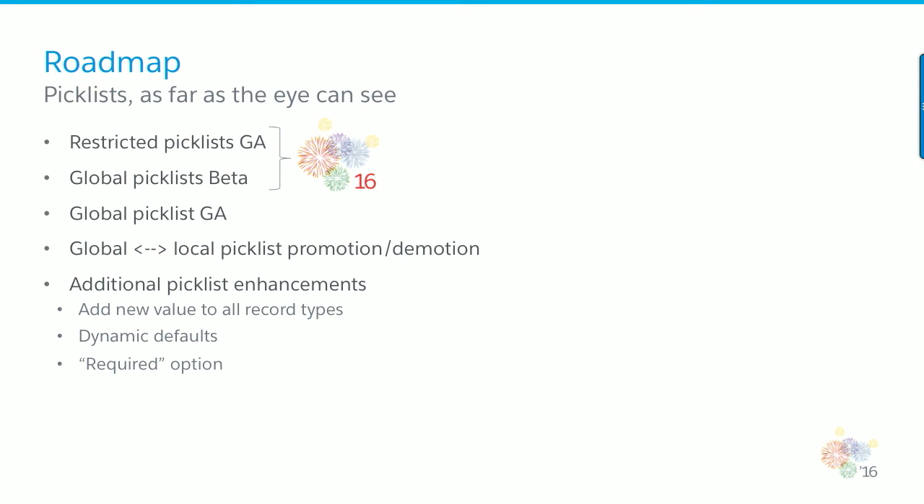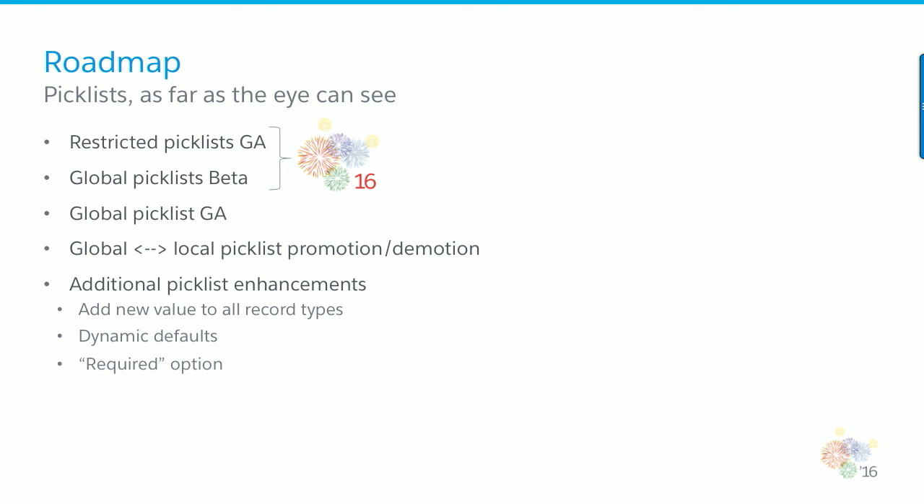So in the summer release, restricted pick lists are generally available. They were previously beta. Global picklists are going from pilot to beta, and they were in the spring release. They were in everybody's sandbox and developer edition orgs, but you had to join the pilot program to get them in production. They'll now be in production across the board. The next step for that, of course, is taking these GA.